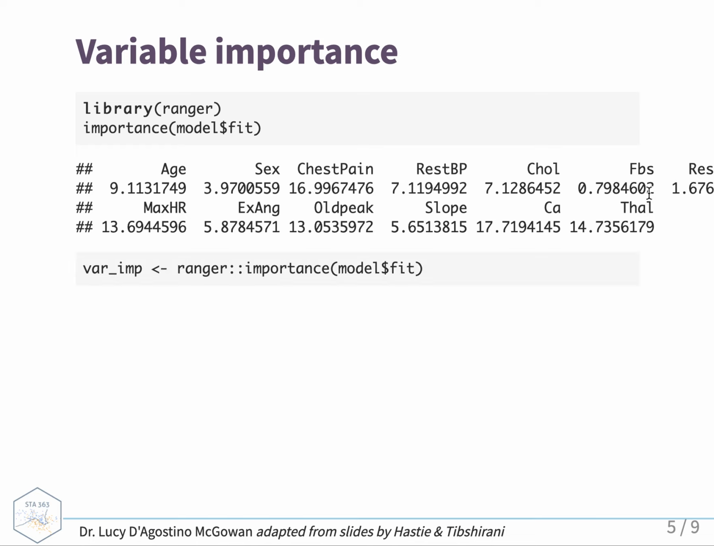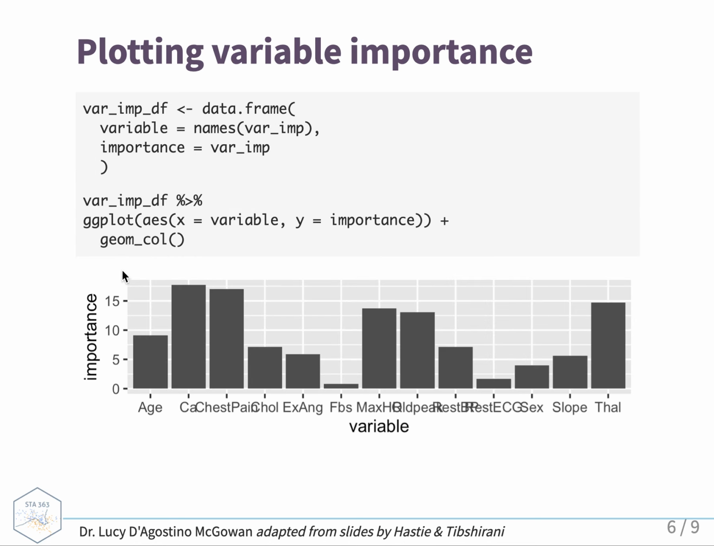And so I can save this importance, and I'm just saving this vector here as an object called var_imp to indicate that it has the variable importance. And now I want to put this into a data frame. The reason I want to put this into a data frame is because I want to be able to plot it, and our ggplot functions work best if we use a data frame.